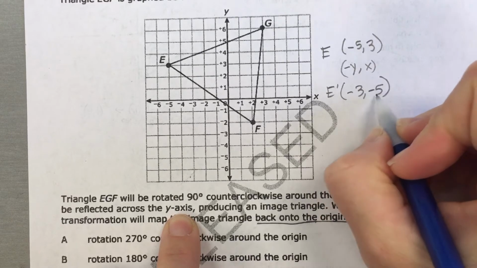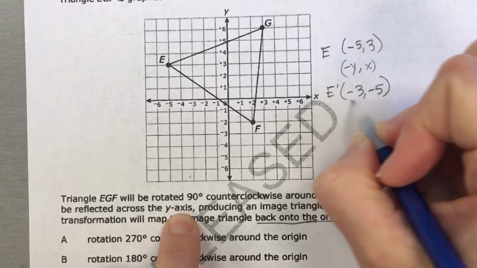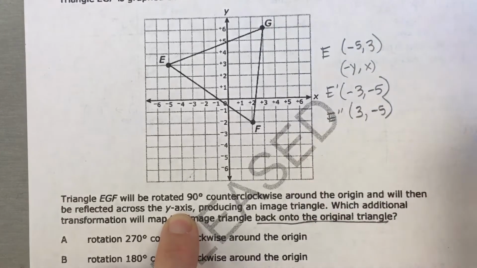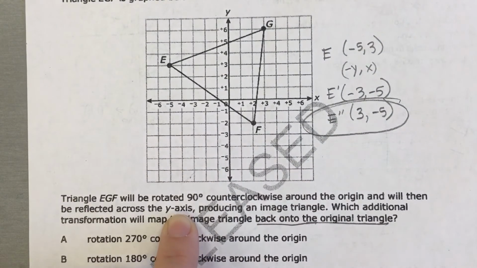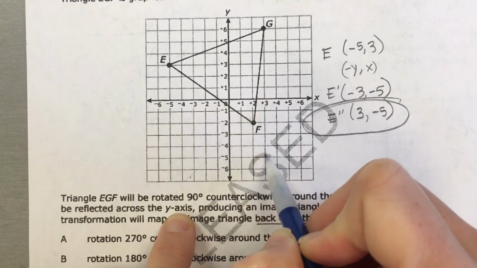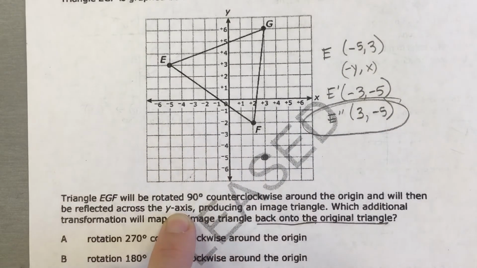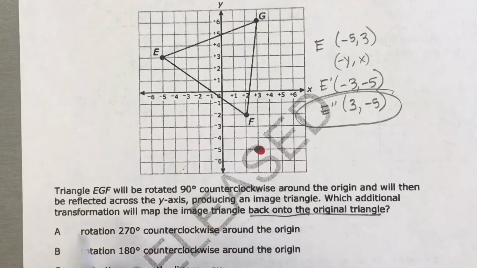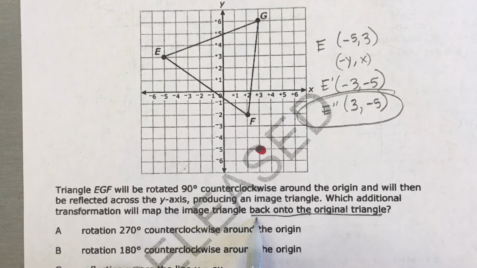Then it will be reflected across the y-axis. So now I need to reflect this over the y-axis. So I multiply this one by -1. So that is where I end up at. 3, -5. Okay? All right. Now it says, which additional transformation will map the image triangle back to the original?